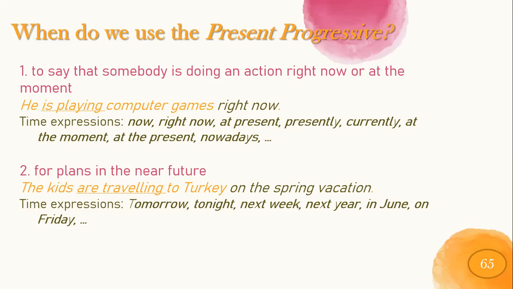So what do I say? For example, I say, the students are going back to school in 2 weeks. So you see, I am expressing a planned action that will happen in the near future. So I use the present progressive. The kids are traveling to Turkey on the spring vacation.